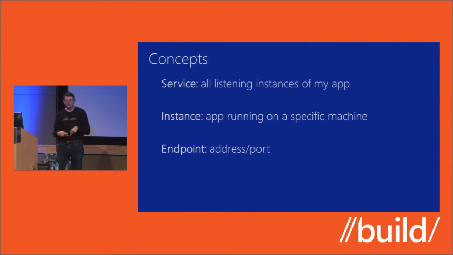An instance is that service or that application running on a specific machine. So if there are 5 people running the application, there are 5 instances of the same service. And lastly, there's an endpoint. A particular machine may have multiple IP addresses or ports or what have you. When I actually establish a connection, my connection is going to a single endpoint on that instance, and that instance may have many endpoints. So those are the concepts I'm going to use in this discussion.